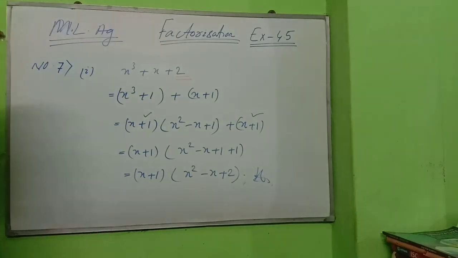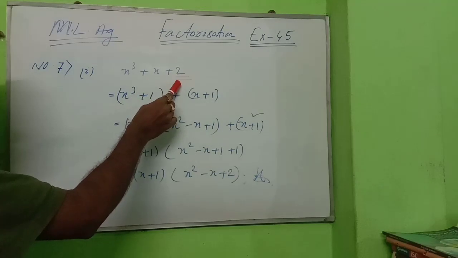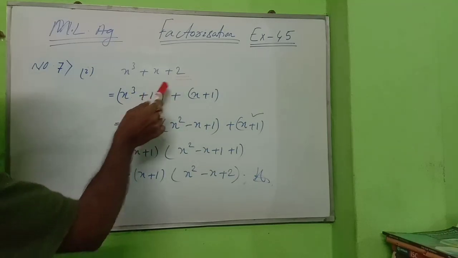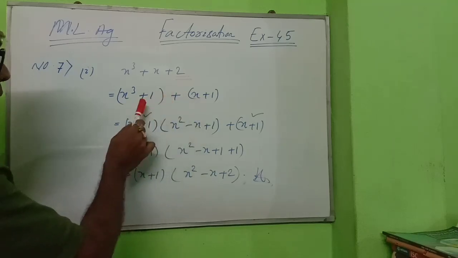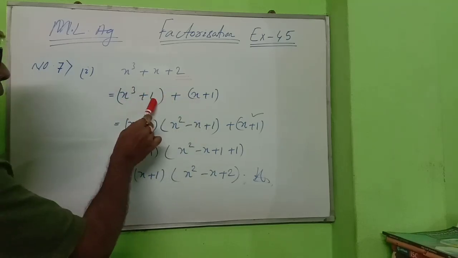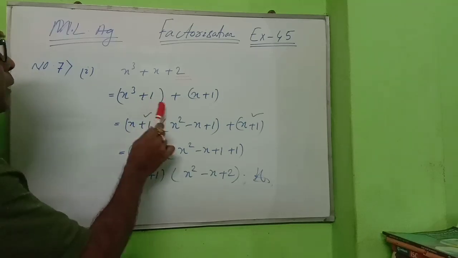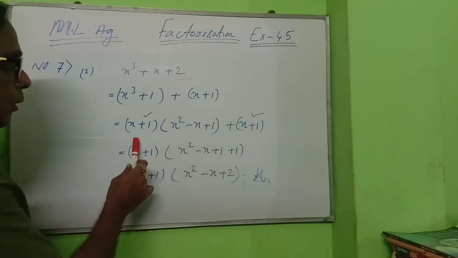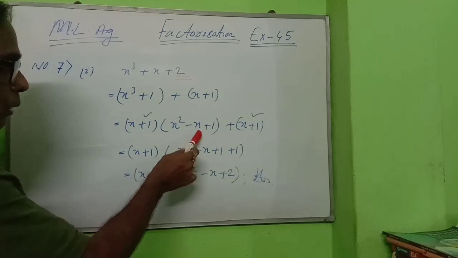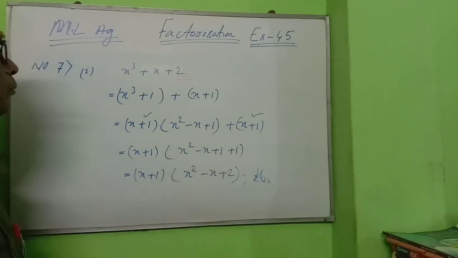Just see very carefully, the given x cube plus x plus 2, and you have to make groups. X cube plus 1 is one group, and x plus 1 is another group. Because you have to apply the a cube plus b cube formula, a plus b whole into a square minus ab plus b square. This expression is done. After that x plus 1 is taken common. Next what is left? X square minus x plus 1, here 1 plus 1 is 2. This is the final answer of number 7 first part. Let us go to the next part.